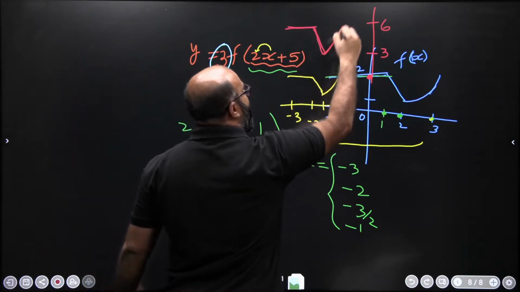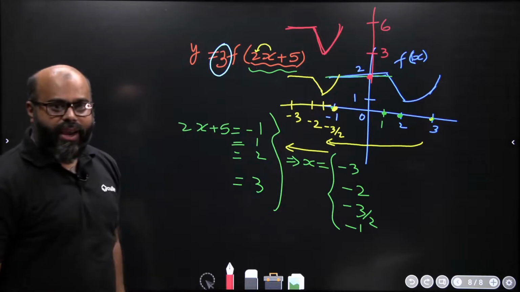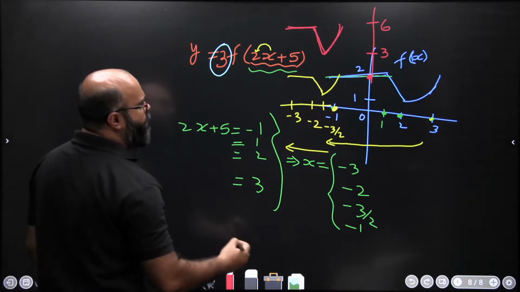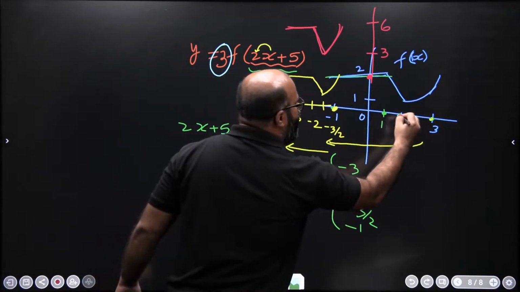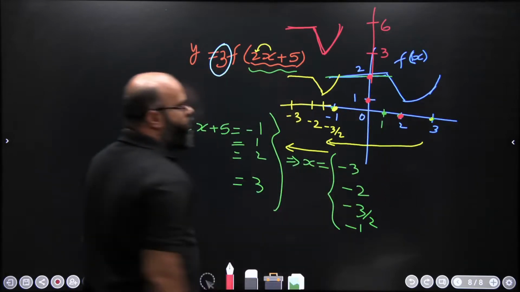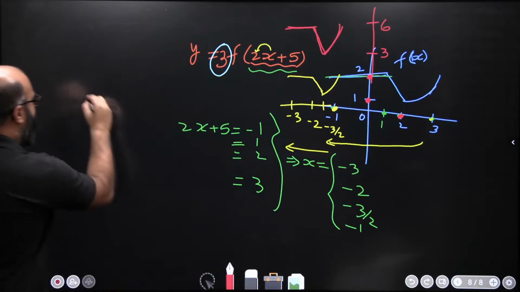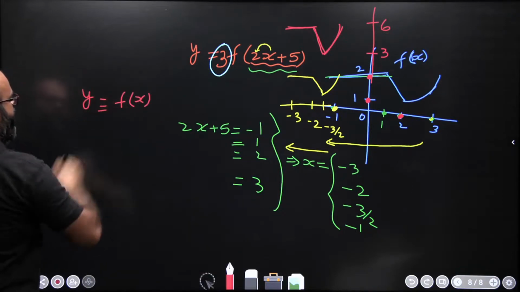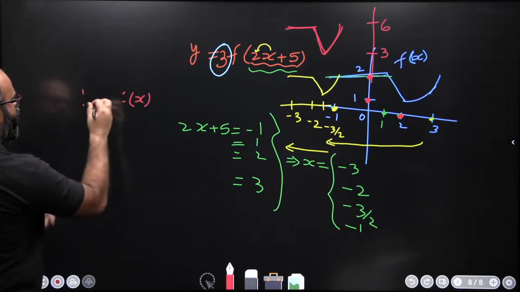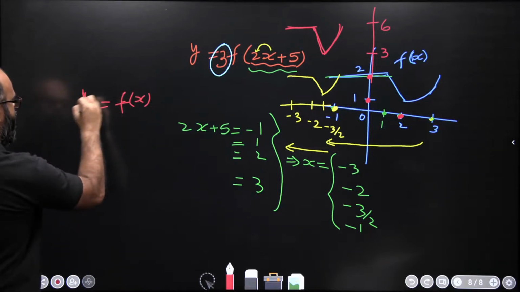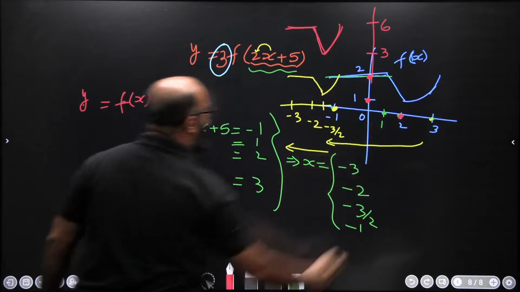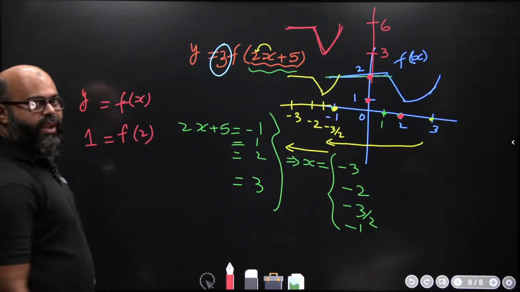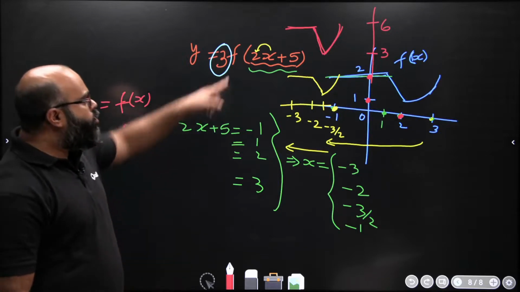And if you want to randomly check whether you are doing it correctly or not, you can just check it. How will you check it? For example, at x is equal to 2, you are getting 1. So what is happening here? y is equal to f of x. You can say that at x is equal to 2, you are getting y is equal to 1. So 1 is equal to f of 2. Is that true here also?